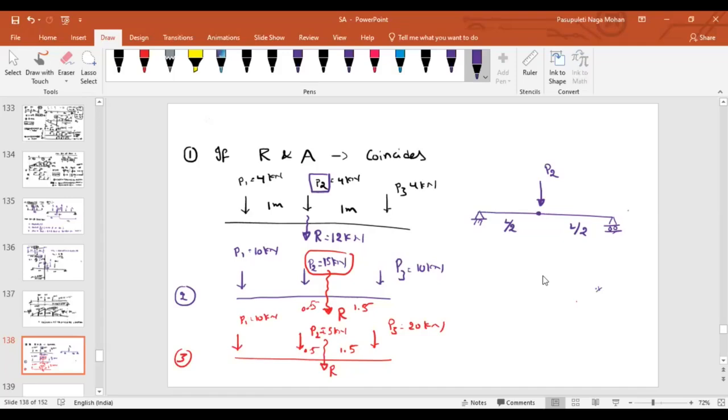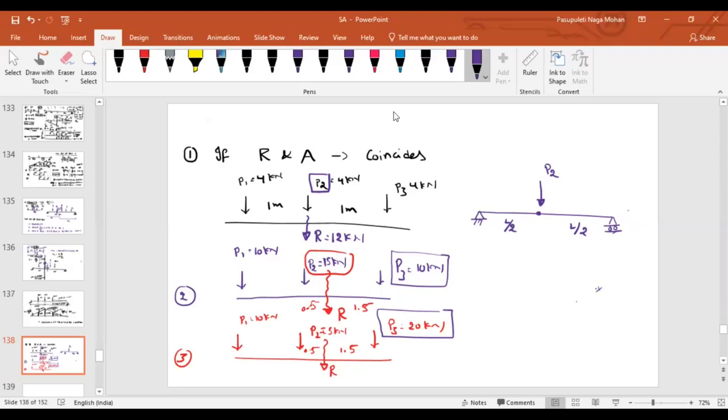In the first case, the distance PT is lesser. Even in the second case, the PT is less. But what is the difference? What is the other load? 20 kilonewton. But in the second case, what is the other load? 10 kilonewton. In the second case, the load corresponding to the adjacent load is higher.